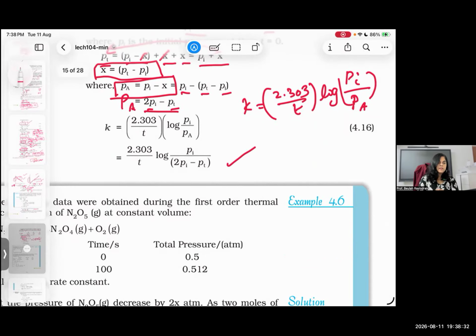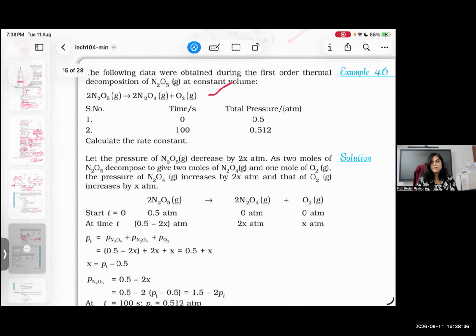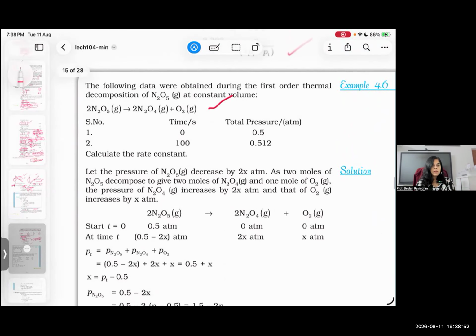Based on this, you are given this equation. Dinitrogen pentoxide is given. It is a gas, and it is decomposed into nitrogen dioxide and oxygen. Okay, go through this. Based on the given numbers, you have to perform the calculation.